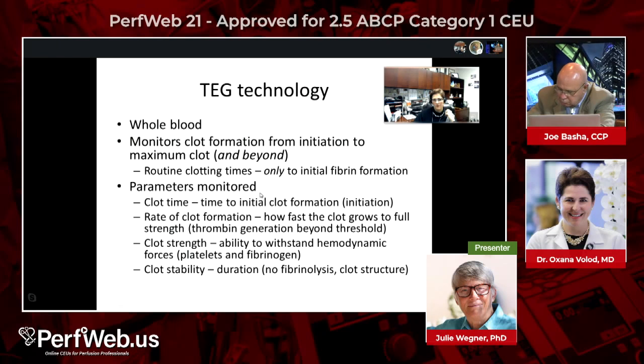What are some of the parameters monitored with TEG technology? We can measure the clotting times, just like with the routine clotting time, except it's a little different: time to initial clot formation, which we call initiation. Secondly, we can look at the rate of clot formation, which is going to give us some information about thrombin generation, how fast it's being generated, as well as how fast the fibrinogen is being converted to fibrin in the fibrin network. Thirdly, we can look at clot strength. How strong is the clot in its ability to withstand those pressure and flow effects in the vasculature? And there it's mostly related to platelets and fibrinogen concentrations. And then finally, clot stability, which is how long the clot will stay there to allow it to do its work of wound healing. Basically, clot stability means no fibrinolysis or very little fibrinolysis, and it's also related to clot structure, as we'll talk a little bit about. So that's what TEG technology can give you.